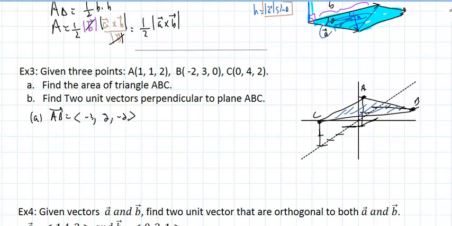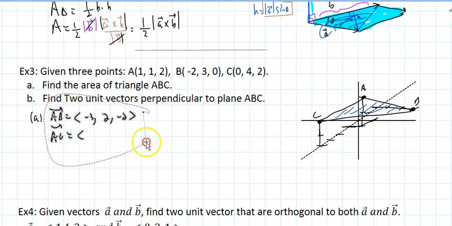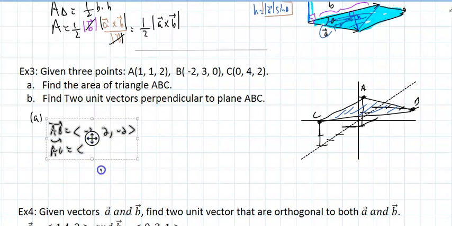And I could find vector AC to make sure that they share a common vertex. Now, it doesn't matter which two vectors you find. You could have found BA, BC, or CB, CA. It makes no difference, as long as they share a common vertex. That would be 0 minus 1, 4 minus 1, and 2 minus 2.